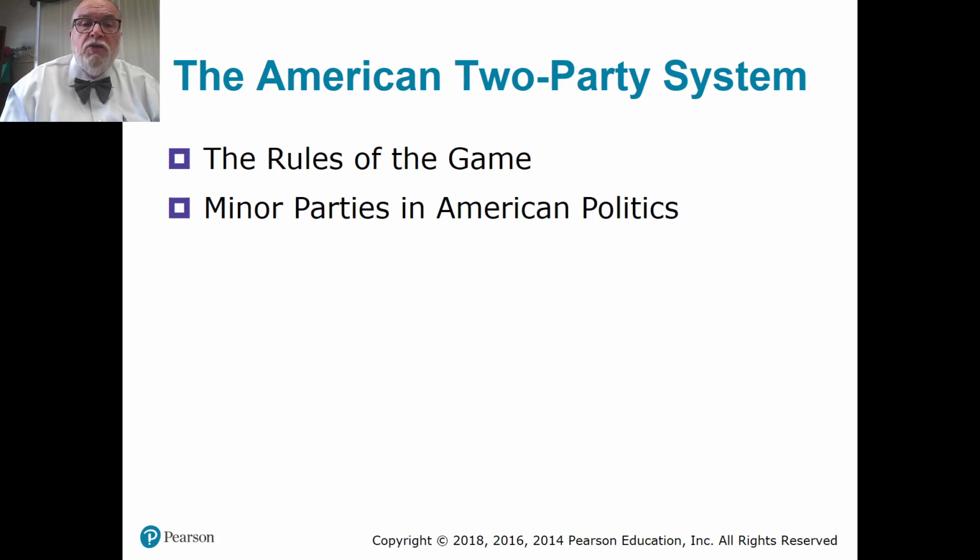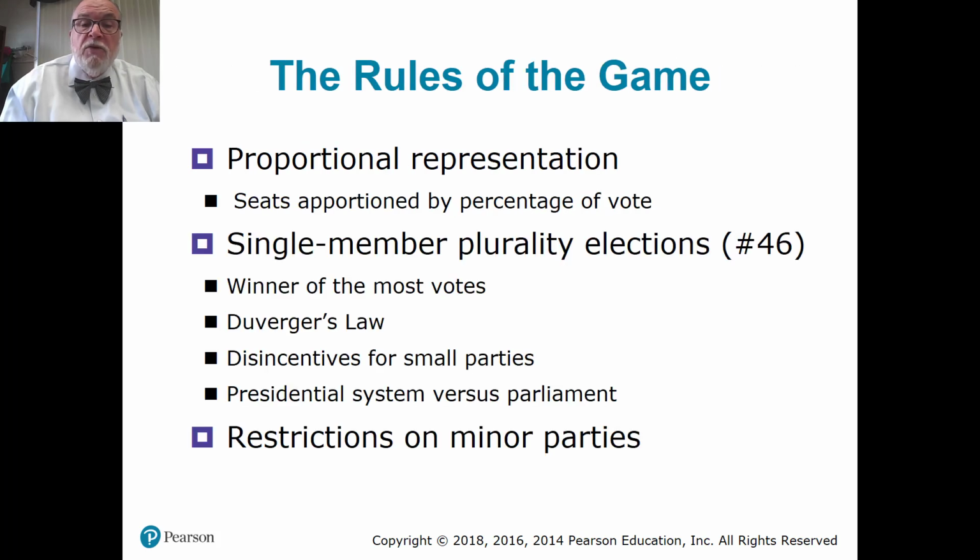So we have a two-party system, and the rules of the game kind of support two parties, where other countries have multi-parties. And we'll talk a bit about minority parties in American politics. So the rules of the game. Other countries use what's called proportional representation. That is, the number of seats in a legislature, state or national, are apportioned by a percentage of the vote. So that would be in a country like England, where they have parliamentary elections, and if the party wins 51% of the vote, they get 51% of the seats.